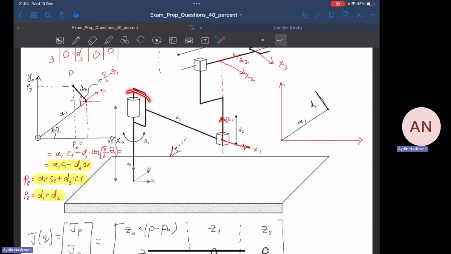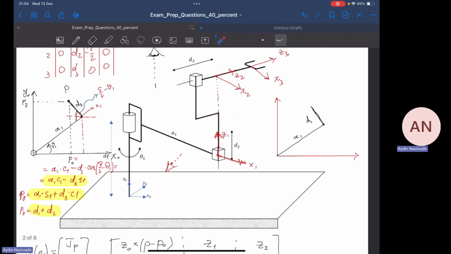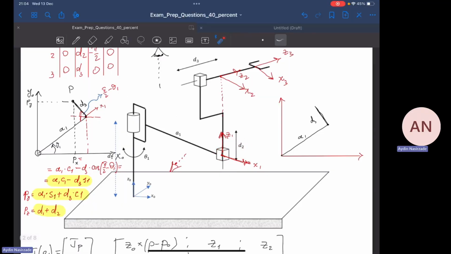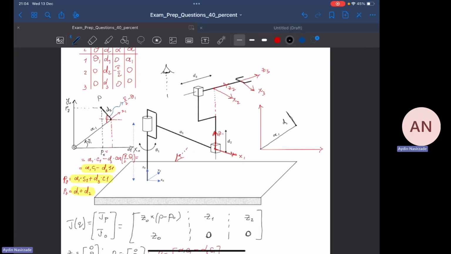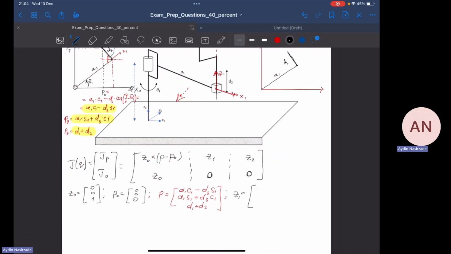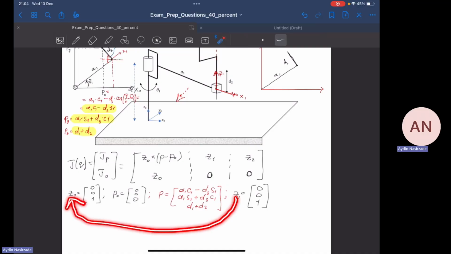No matter what you do, like rotate it by whatever angle you want, actuate the joint by whatever D2 you want, actuate the joint by whatever displacement you want, D3, no matter what you do, the vector Z1 is always parallel to Z0. That's why the Z1 vector will take the form 0, 0, 1. Since Z1 is parallel to Z0, they are going to be the same: 0, 0, 1.